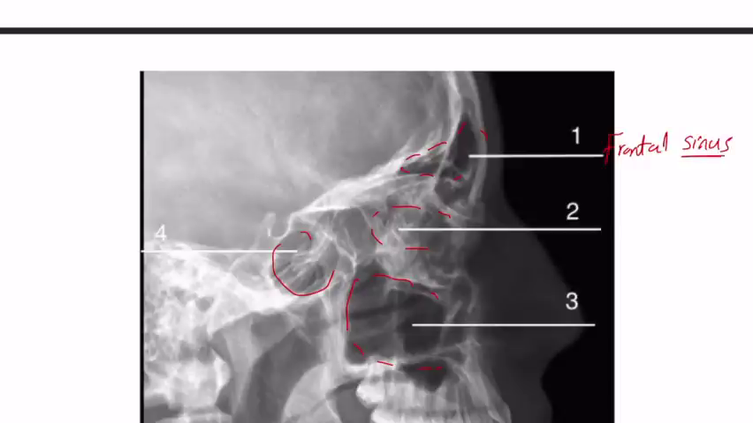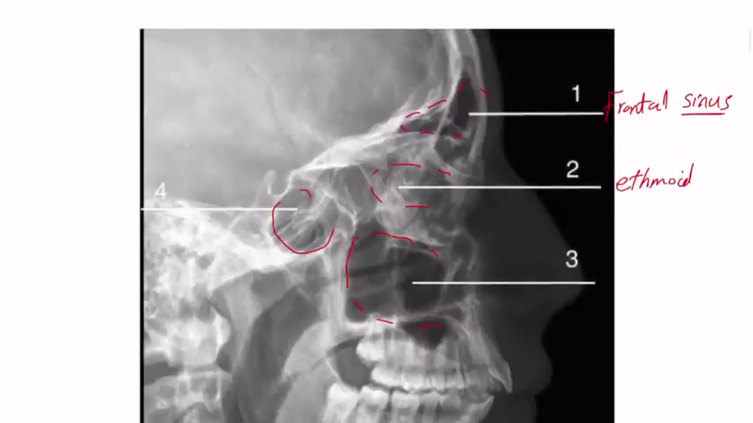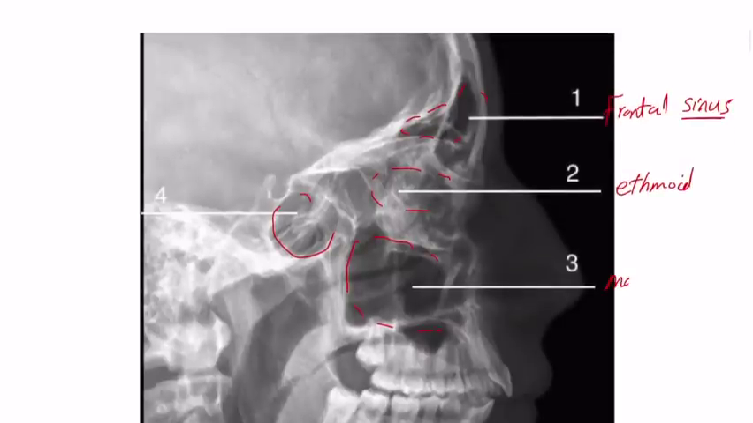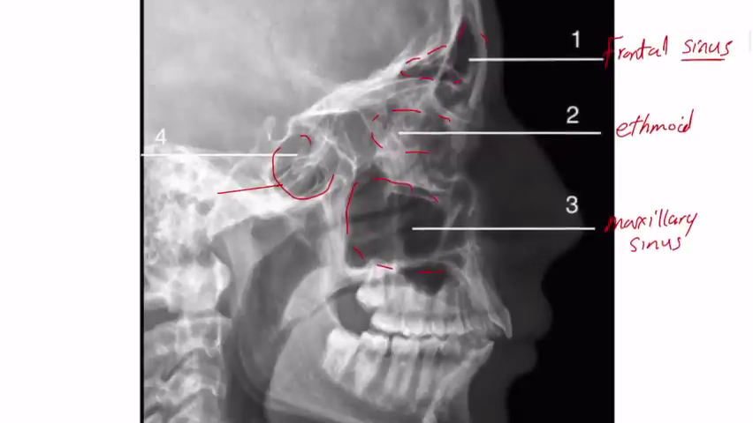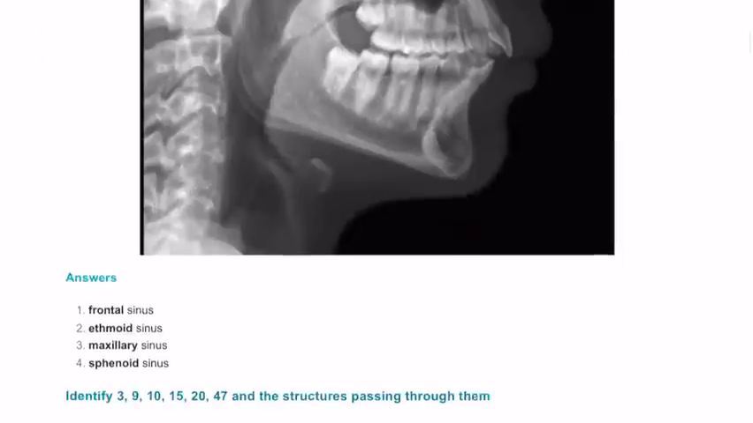And here, this is the ethmoid bone, so this is the ethmoid sinus, and this is the maxillary bone, so that will be the maxillary sinus as well. Moving to this one, that will be the sphenoid sinus on the other side. So you have multiple structures here, and all of them are sinuses because they are cavities containing air. This is maxillary, this is ethmoid, this is frontal sinus, and finally this is the sphenoid sinus.